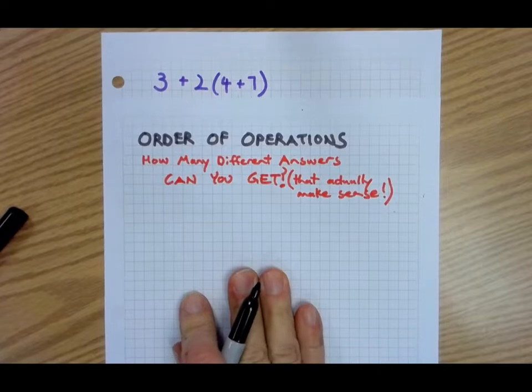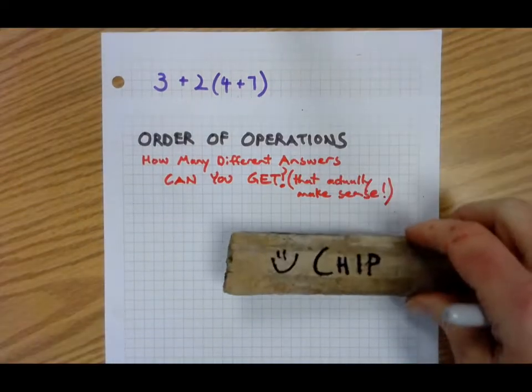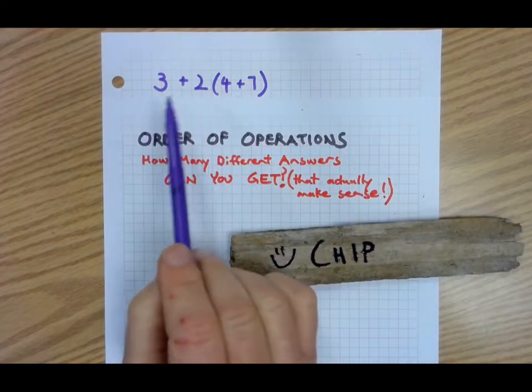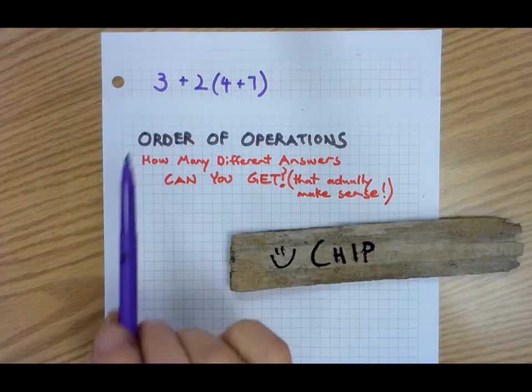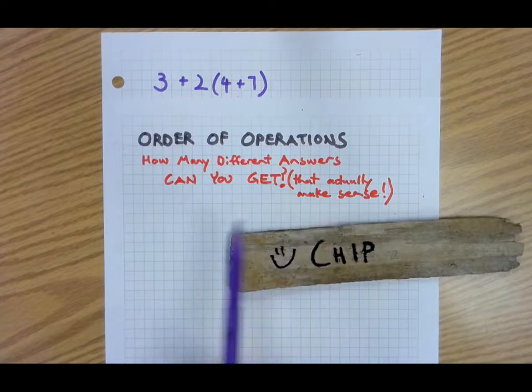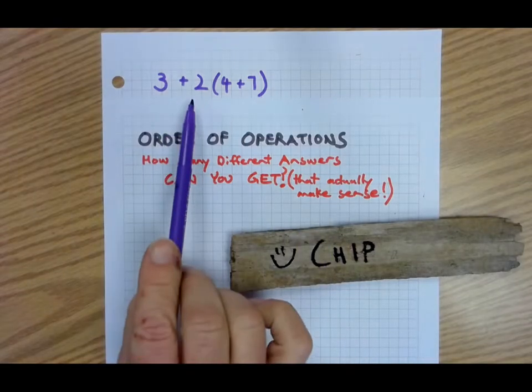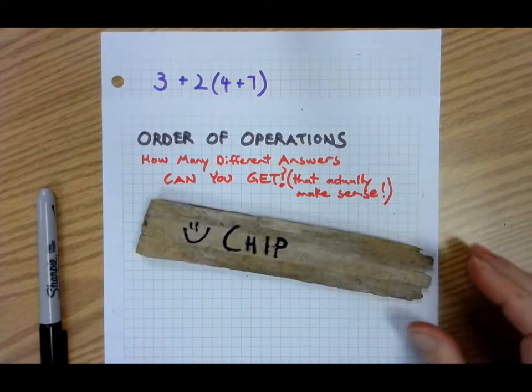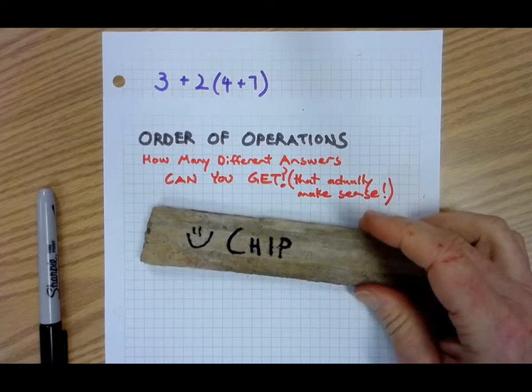Hey, and here's how we kick off the video with our friend Chip. There's a problem for you. Very simple, 4 numbers, a couple of addition signs, and some parentheses. My question to you is, how many different answers can you get to this? Answers that you could actually explain and might make sense, including mistakes that an actual real human student could make. Sound good, Chip? Yeah, he's nodding his head. Okay.